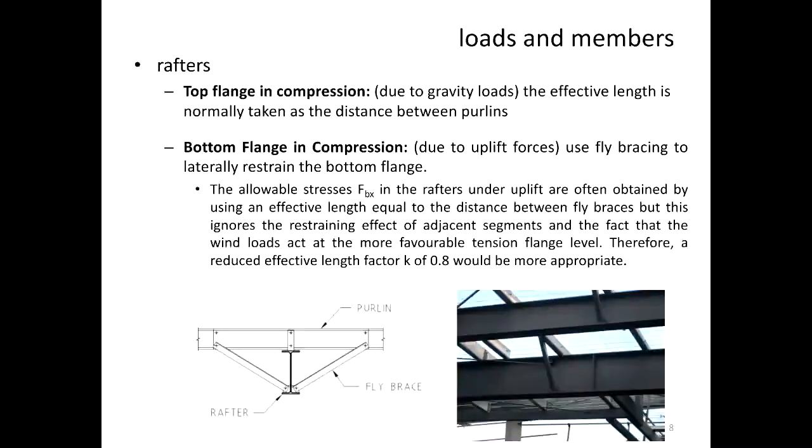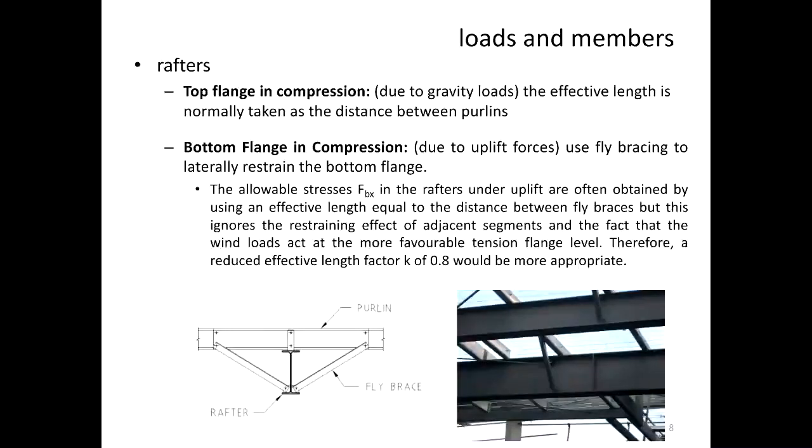So when we go to site, luckily, we might see this if we're lucky enough. If we're not lucky enough, just take it for granted here. Okay, so that's what that page is saying. The top flange is in compression due to gravity load, and the effective length is taken between the distance of the purlins, which I've explained already. The bottom flange is in compression due to uplift, when you have pressure pushing upwards, and then we use fly bracing to laterally restrain the bottom flange. Does that make sense?